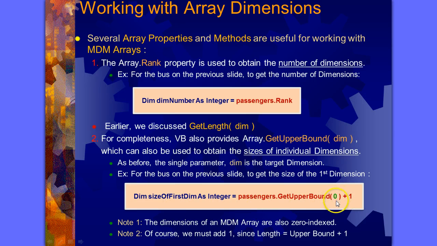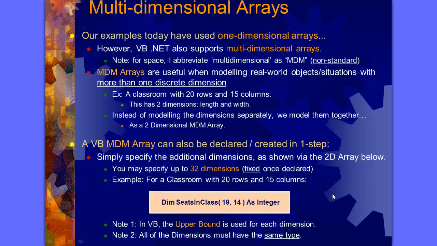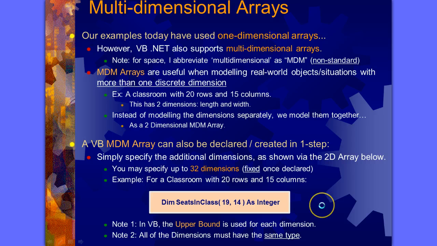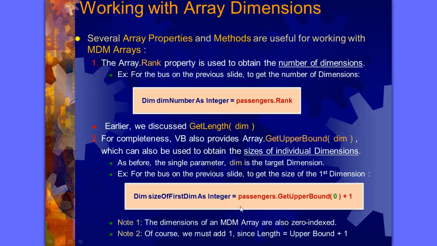If I used 1 here, so if I did that for this seats in a class, what would I get? 20 for this. This would be 20. If I did 1 here for seats in a class, that would be 14 plus 1, or 15. So if I put 0, it would give me 19 plus 1, 20. If I did 1, it would give me 14 plus 1, 15. Ridiculously complicated, but that's the way it is.